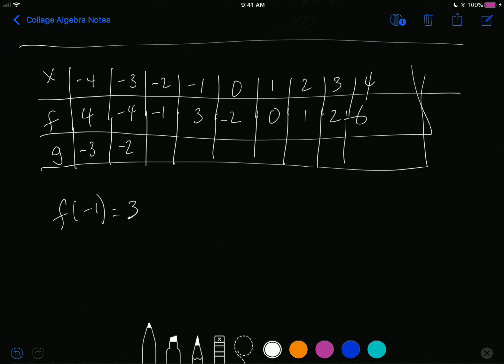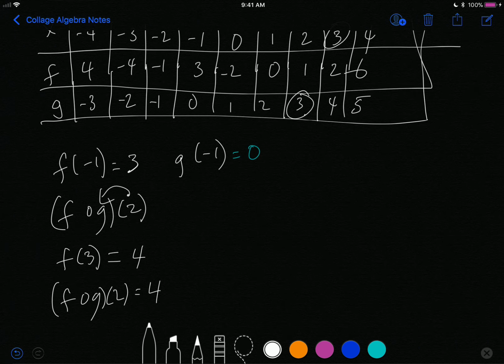So now that I have that right here, I can go ahead and find my composite function. Let's say I want to find f of g of 2. Well, that means I got to take 2 and plug it into g. And so plugging 2 into g, I will get an answer of 3. So now that I know that, I just find f of 3. And when I plug 3 into f, my answer is 4. And so therefore, f of g of 2 is equal to 4.